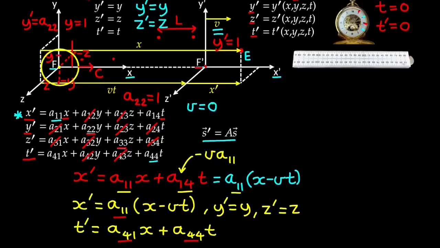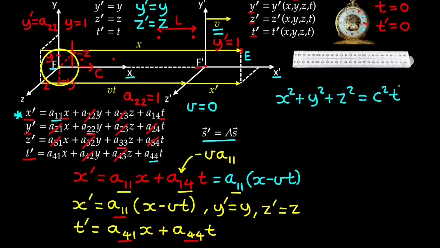So we can describe the progression of this light wave using the equation of a sphere. So in the unprimed frame, we have x squared plus y squared plus z squared is equal to the square of the radius of the sphere, which is the speed of light times time t, squared.